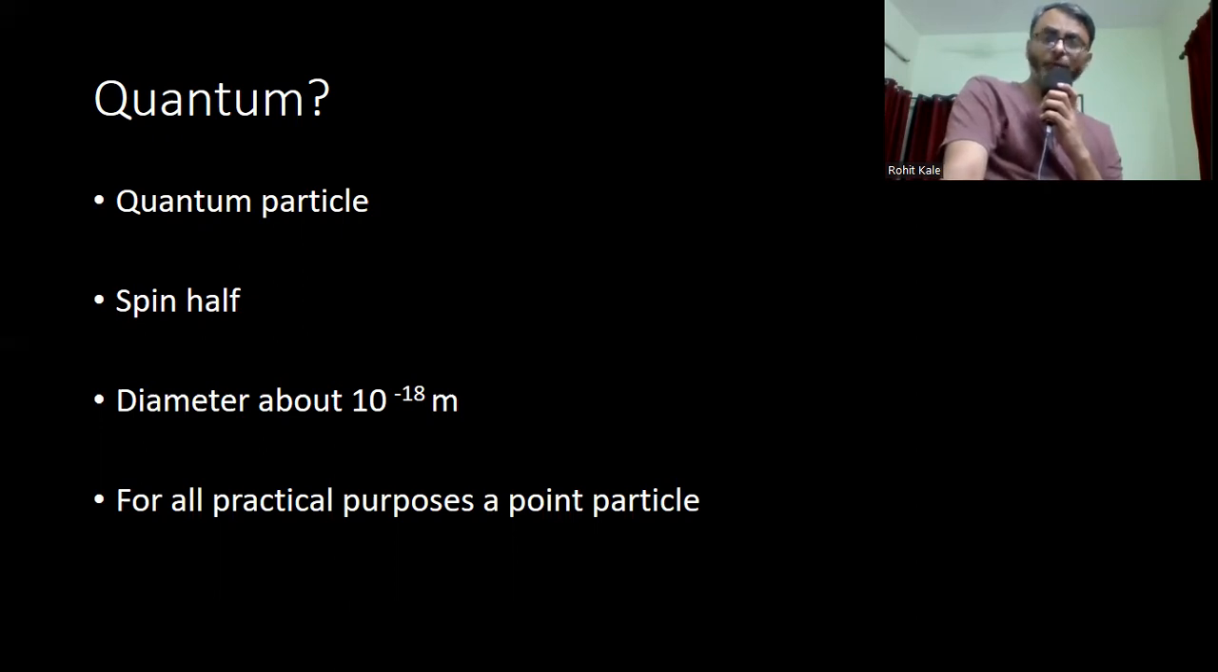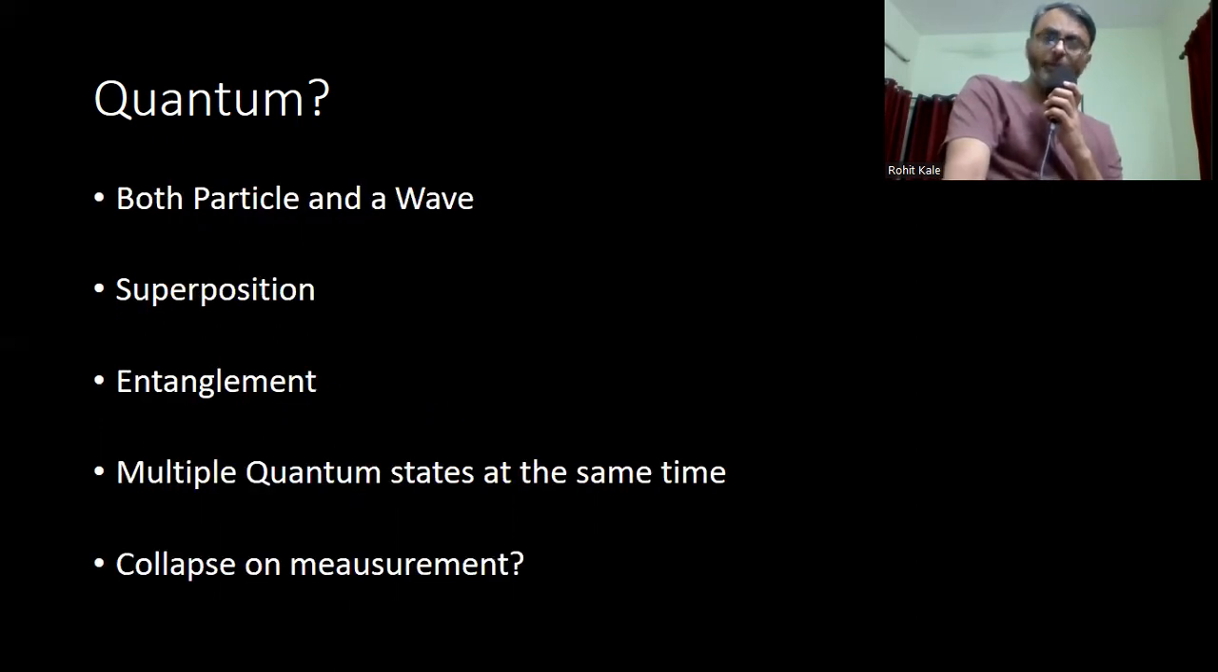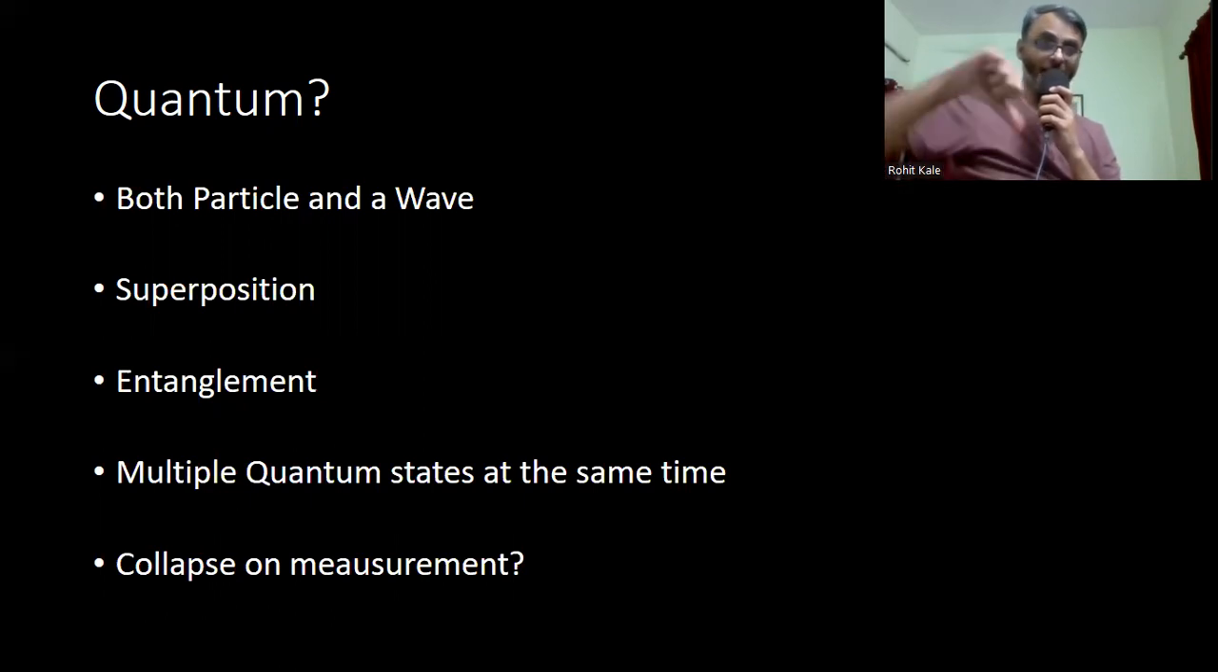So a quantum particle, what exactly does it mean? In quantum mechanics, it behaves like a quantum particle. It is like a wave and a particle both at the same time, and it is also in a superposition of multiple states. For example, it can be in a superposition of upspin and downspin.